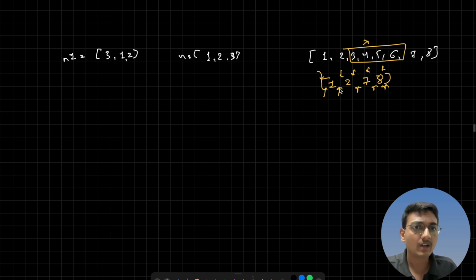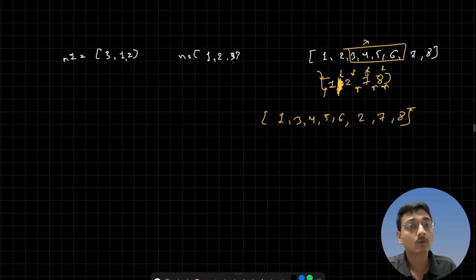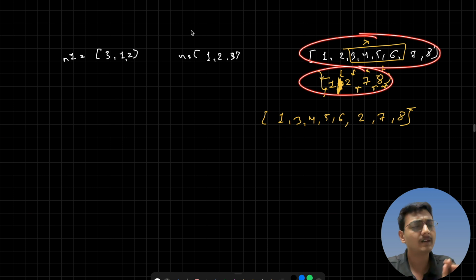So let me put it, for example, here. My updated array will look like this: I remove this part and put 3, 4, 5, 6 here. This is the updated array, and I have 2, 7, 8 as usual. So these are the operations allowed, and I can do this operation any number of times.